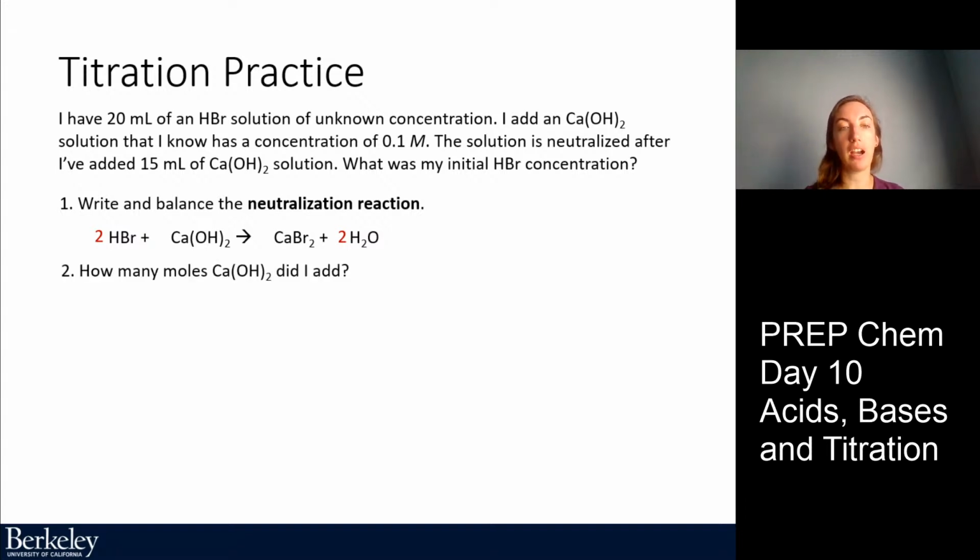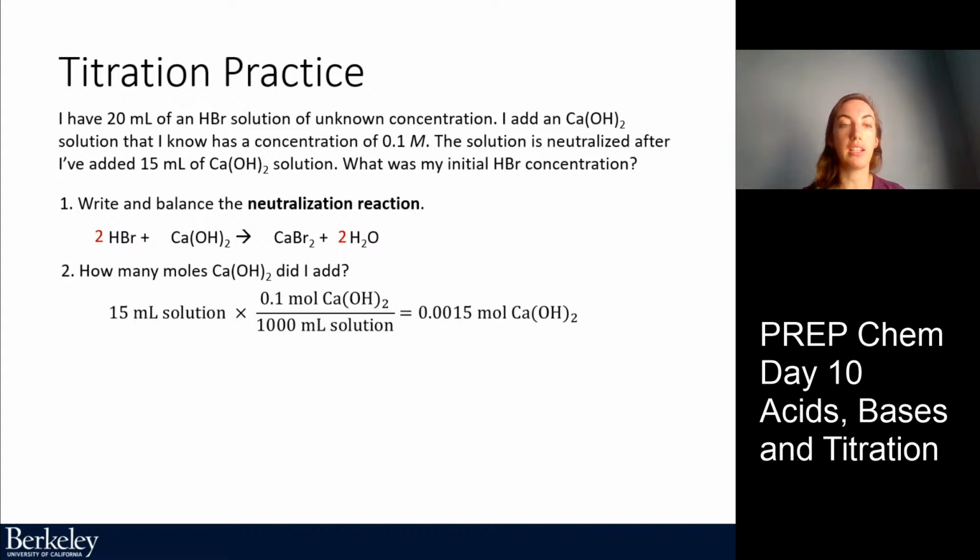So now I need to figure out how many moles of Ca(OH)2 I added. I added 15 milliliters of that solution, which I know is at a concentration of 0.1 molar, which means that I have 0.1 moles of Ca(OH)2 to 1,000 milliliters of solution. So that means that I have 0.0015 moles of Ca(OH)2.